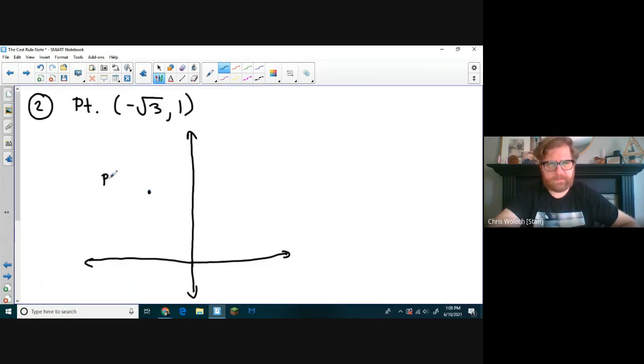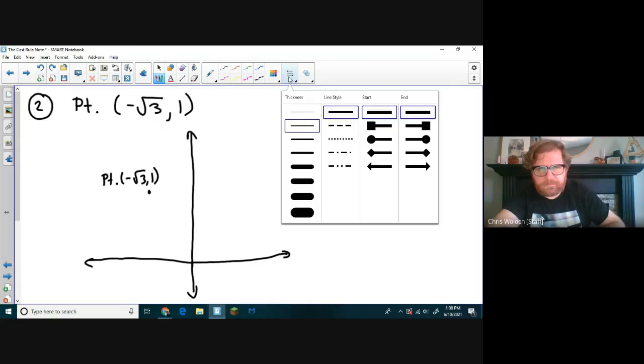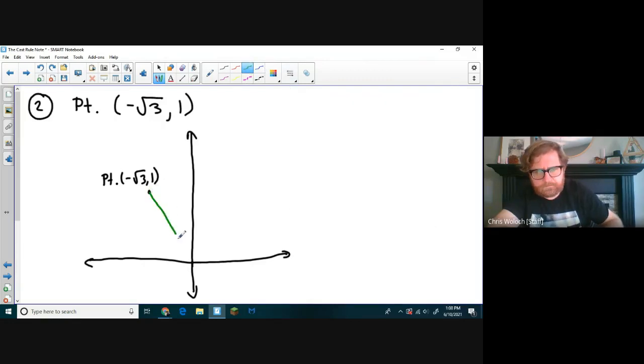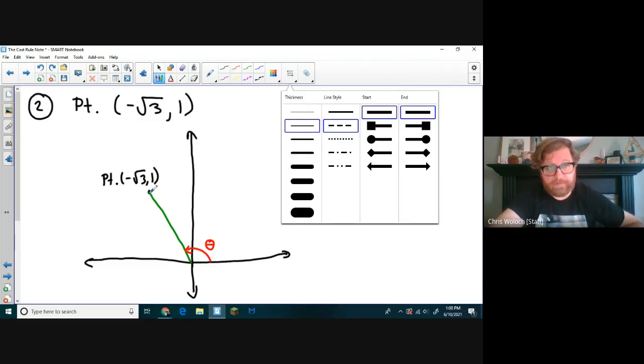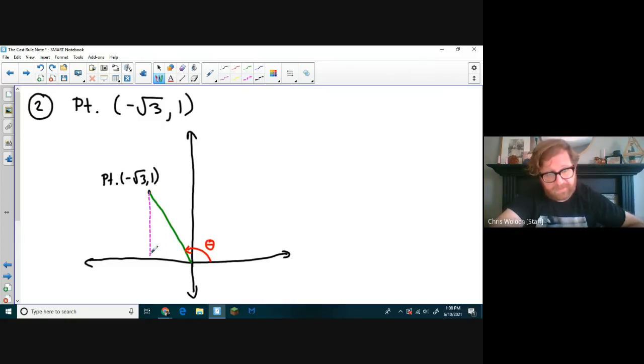So again, my point here is -√3 and 1. Notice the difference now: this swing, this is theta, and theta is now past 90. Then I'm going to do the same thing. I drop a perpendicular. So now I'm in quadrant number 2.